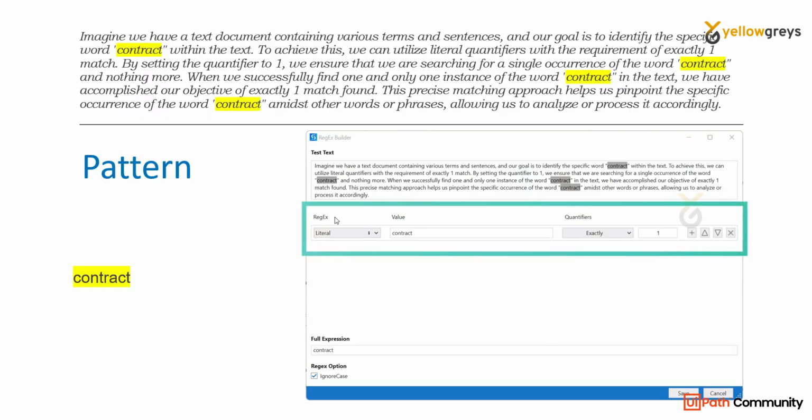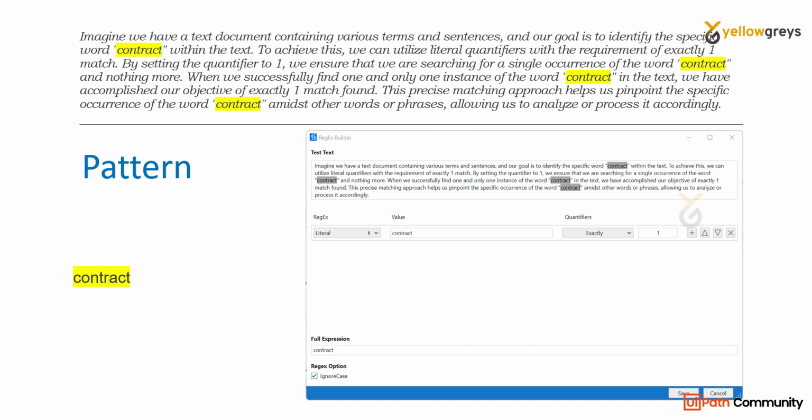First I'm going to talk about the quantifier called exactly. So what is exactly? Imagine we have a text document containing various terms and sentences, and our goal is to identify the specific word contract within the text. To achieve this, we can utilize literal quantifiers with the requirement of exactly one match. By setting the quantifier to 1, we ensure that we are searching for a single occurrence of the word contract and nothing more.